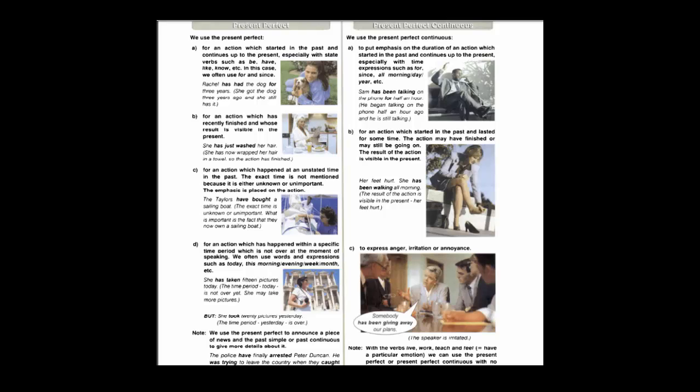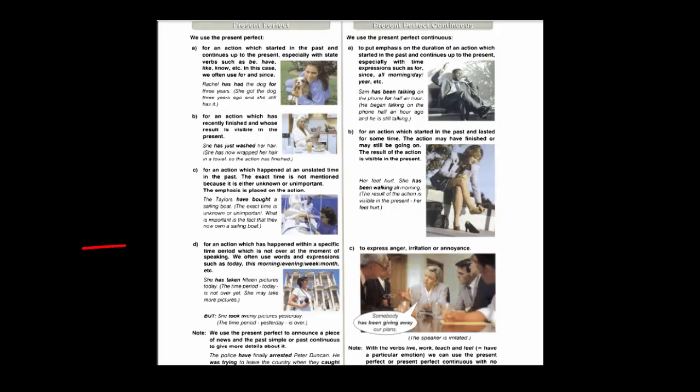Okay. The next one is for actions which happened at an unstated time in the past. We don't know the time of the action, and the emphasis is placed on the very action. For example, I've bought a sailing boat. We don't know the time when I bought it. The emphasis is on the action that I have bought this sailing boat.